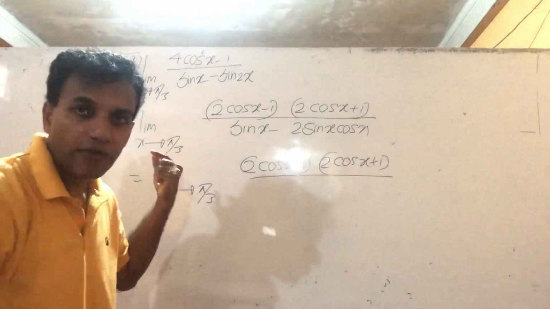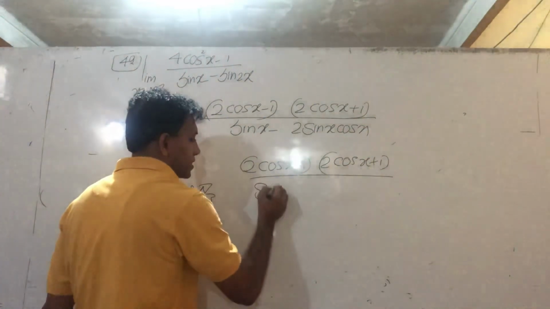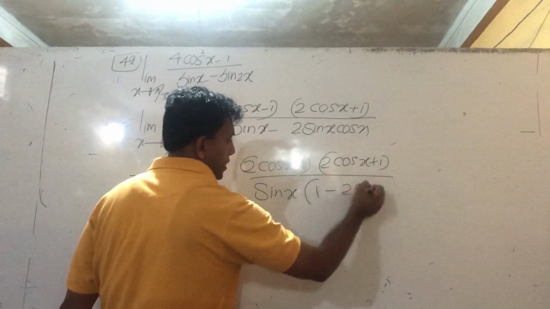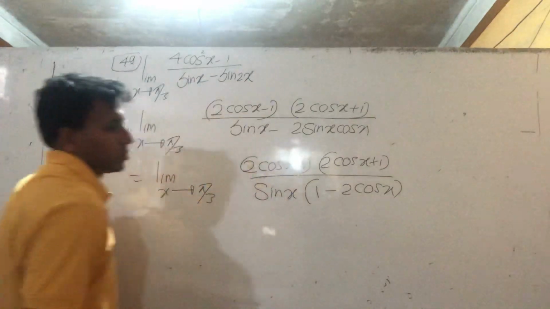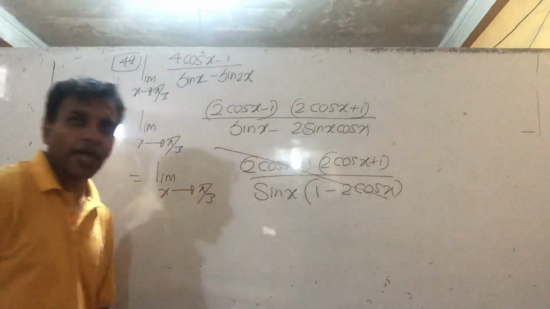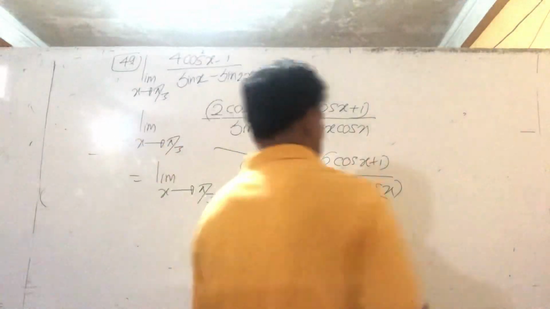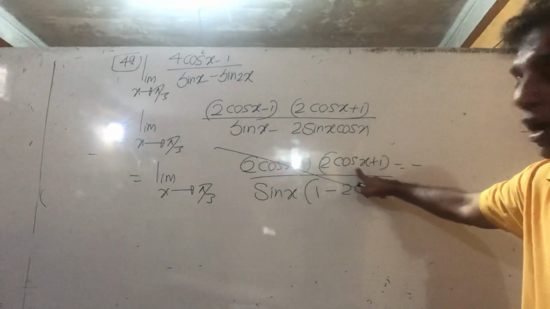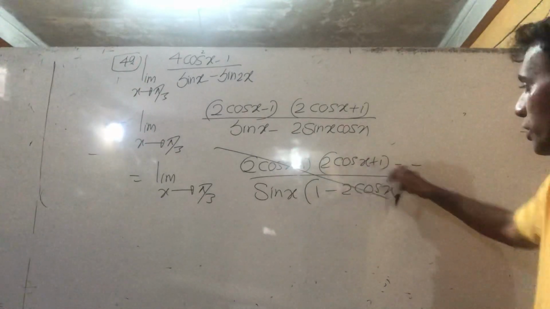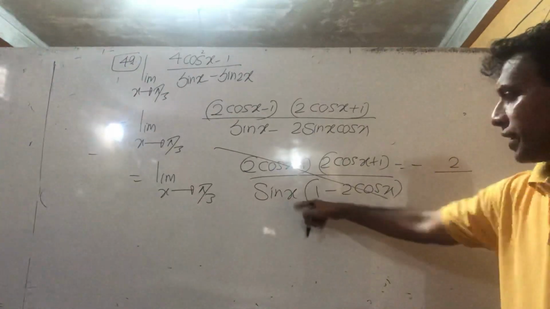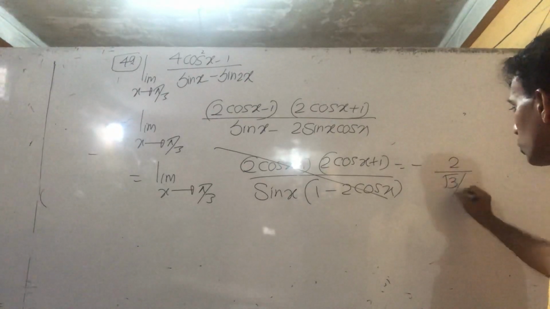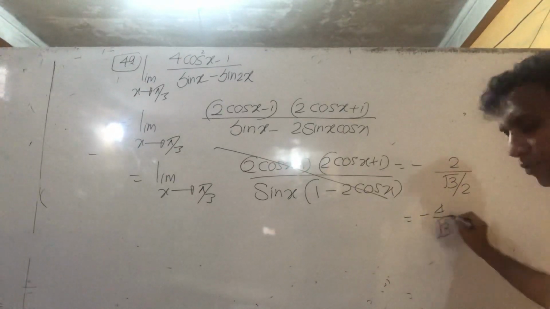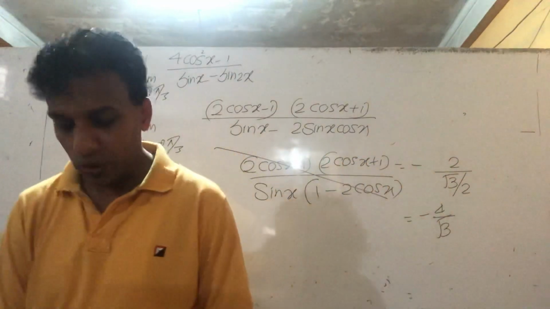Below, take the sin x common factor out. It becomes 1 minus 2 cos x. Then we cancel the minus sign with the minus sign. Next, apply the values: cos 60 is half, half into 2 is 1, and sin 60 is root 3 by 2. So the answer is minus 4 over root 3, right? Minus 4 over root 3 is the answer.